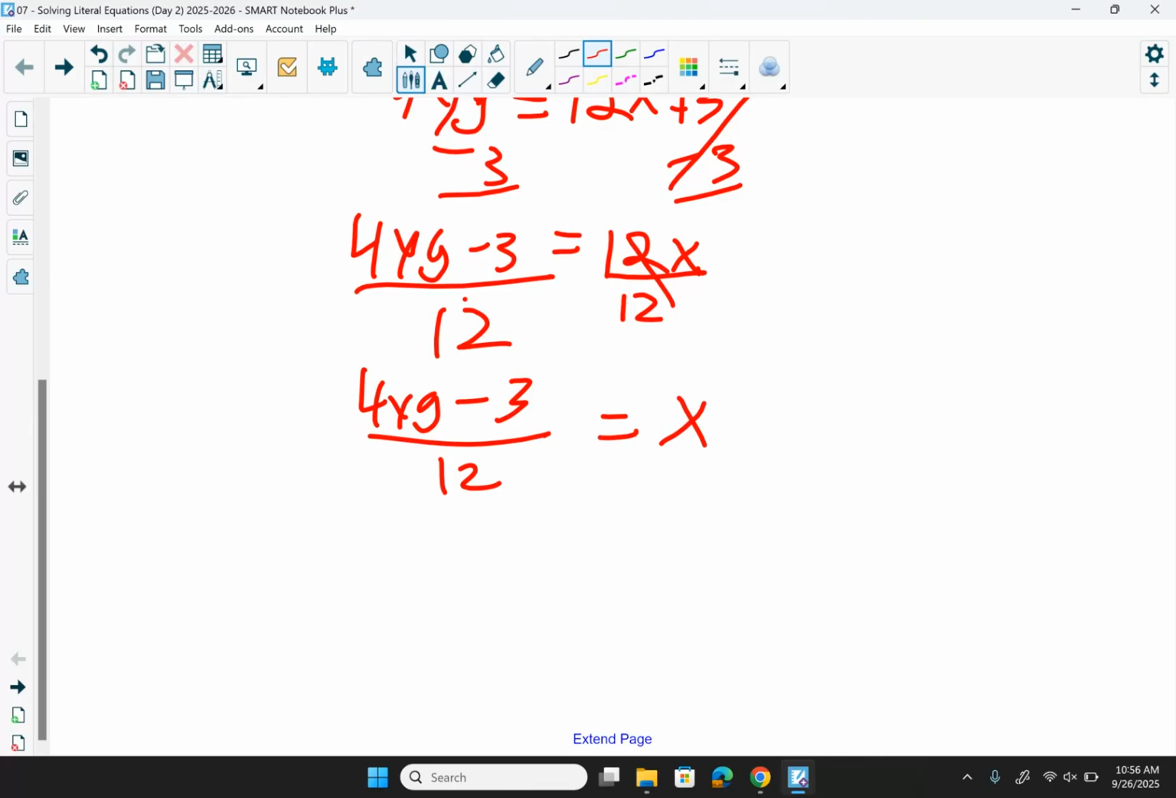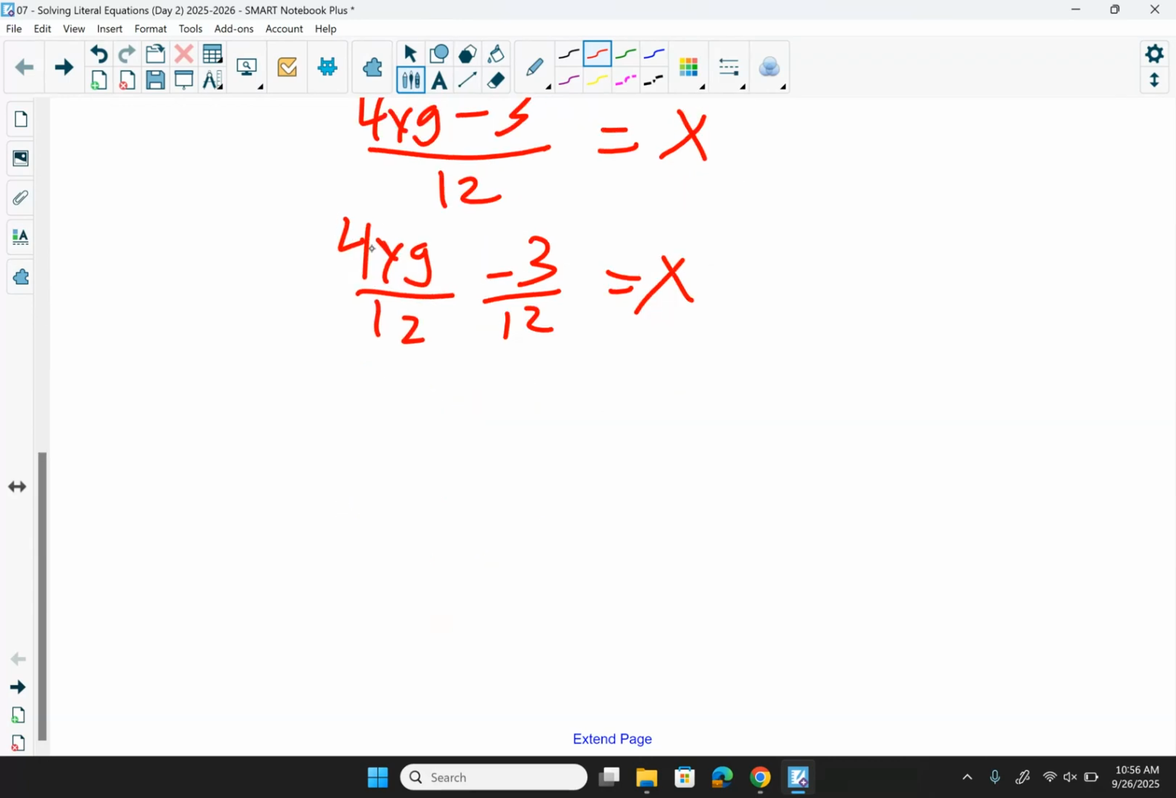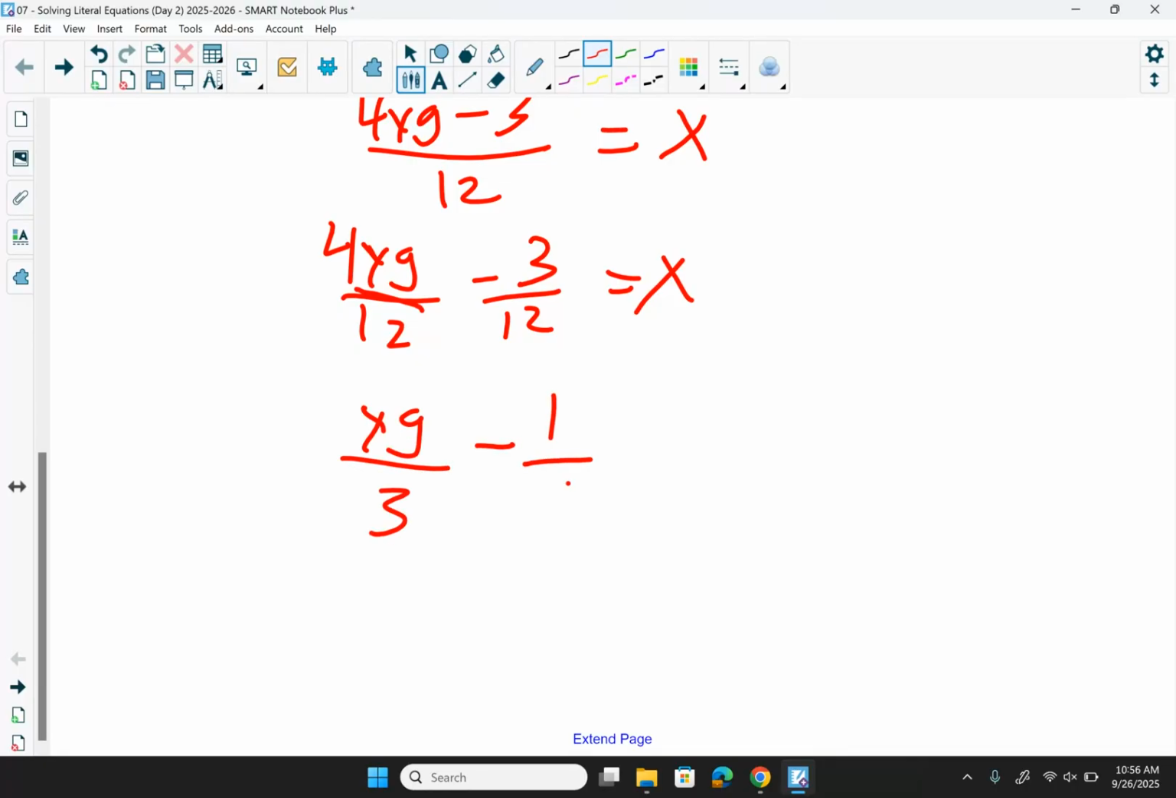You might notice that 4 and 12 have a common factor. Negative 3 and 12 have a different common factor, which means we can split these into two separate fractions over 12 in order to reduce these. So that'll give us the 4 and the 12 will cancel, giving us yg over 3 minus 1 over 4 equals x.